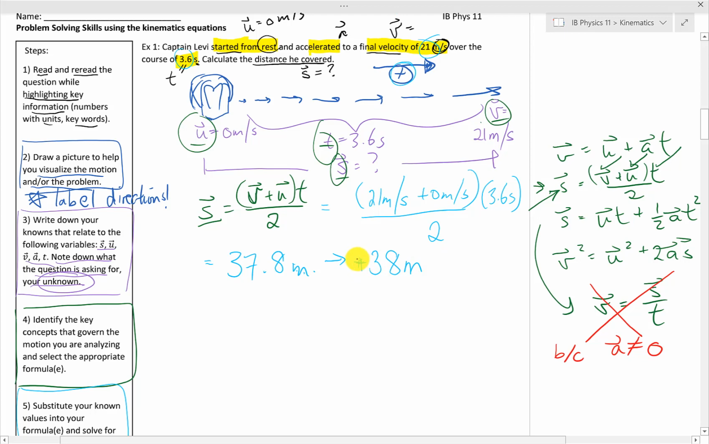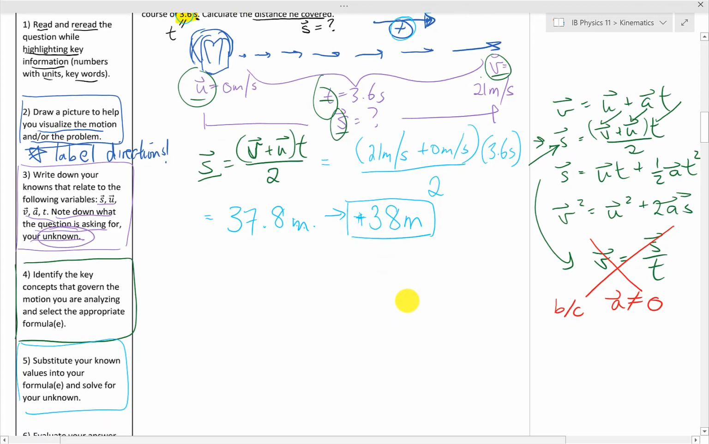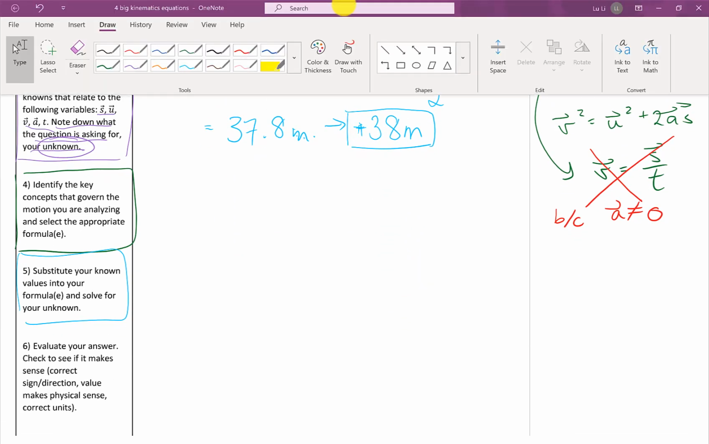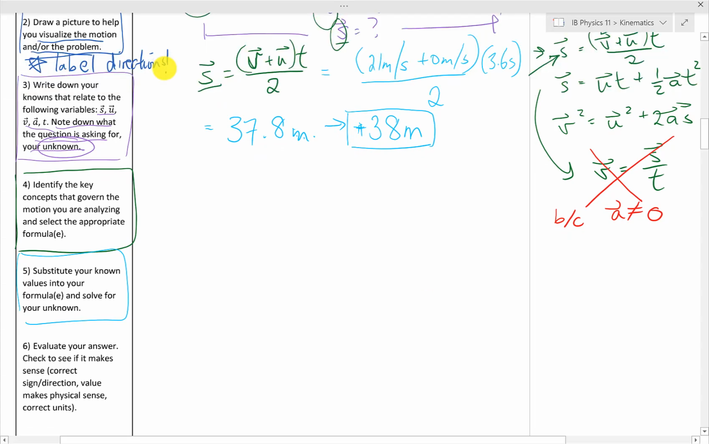So positive is not necessary. You could put it in if you want to. Now, that's what we got. We substituted values. We got our final answer. Are we done? No, we are not done. We need to evaluate our answer.